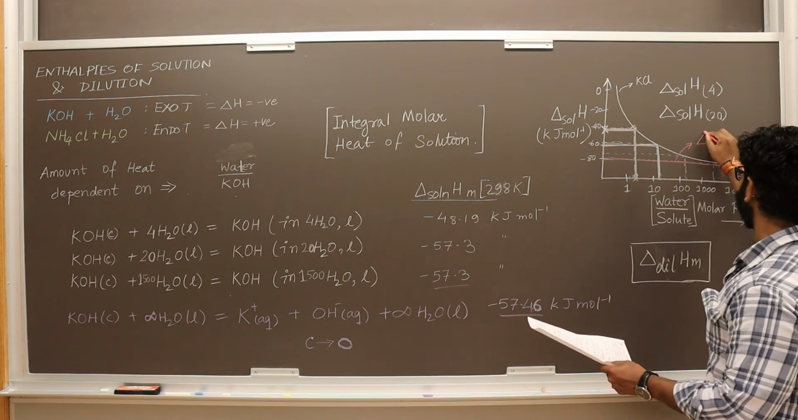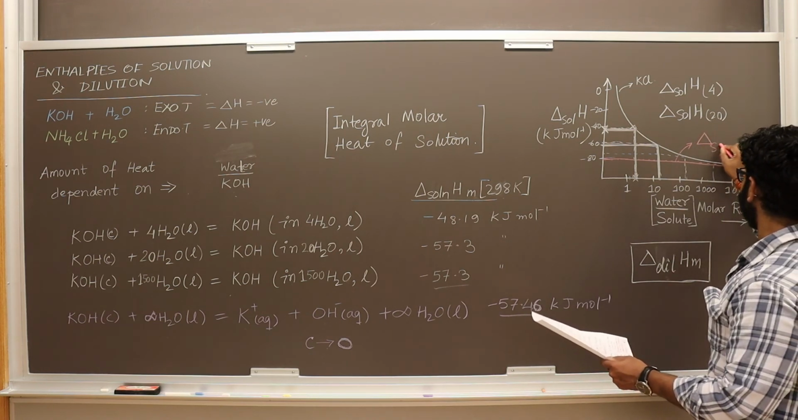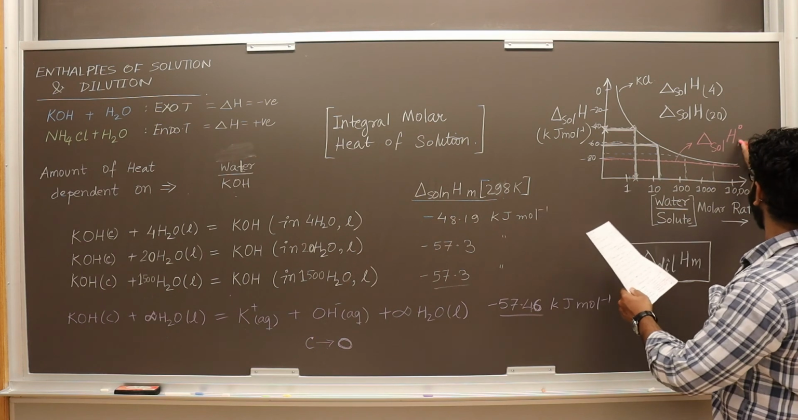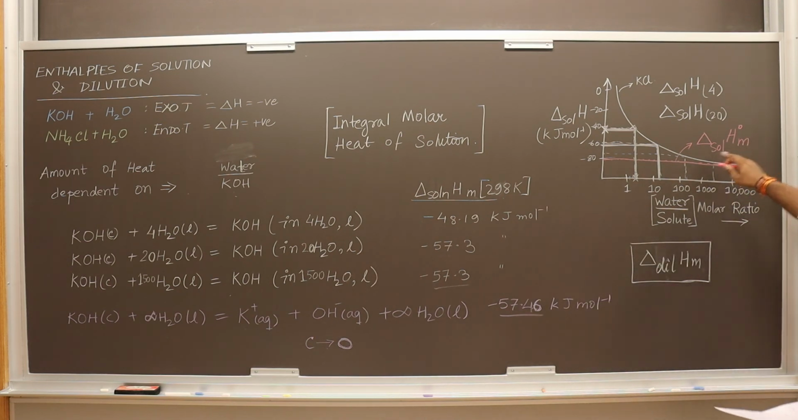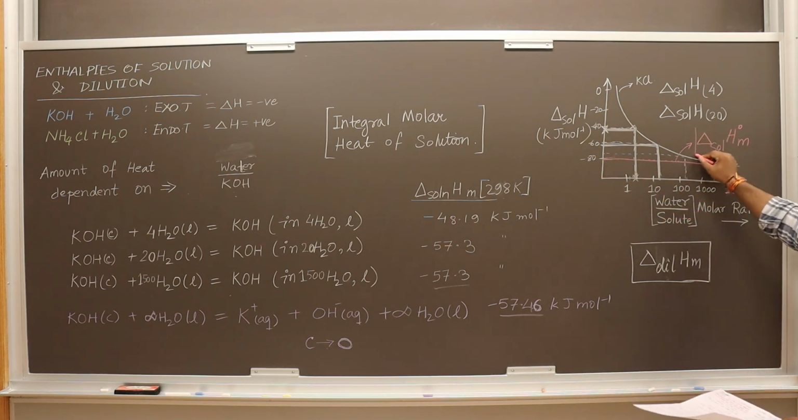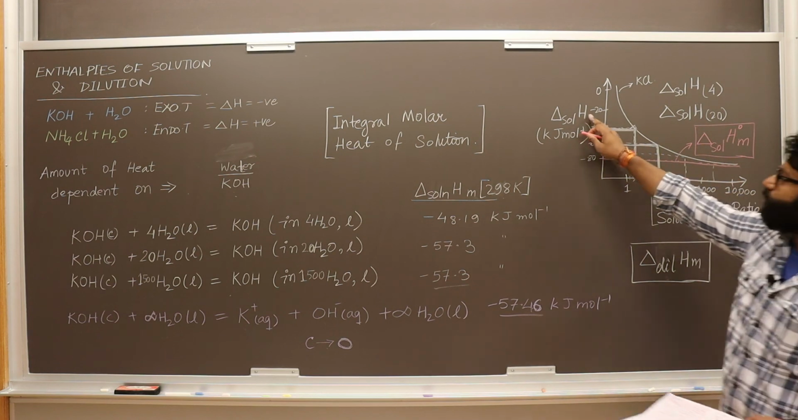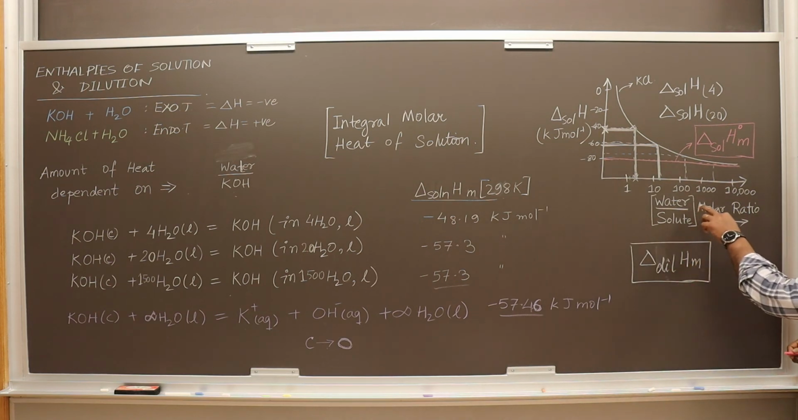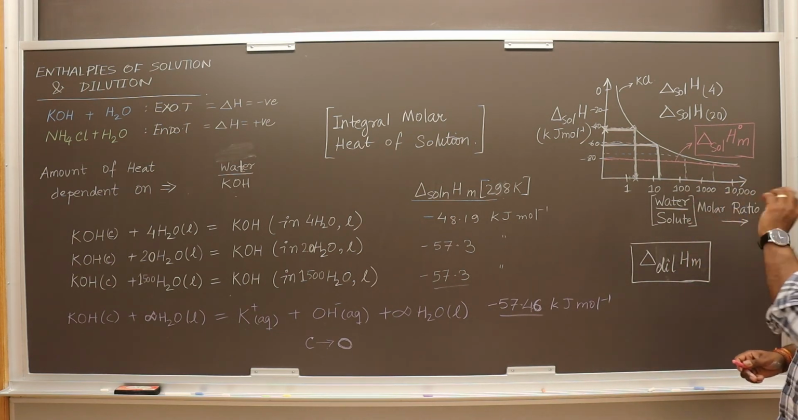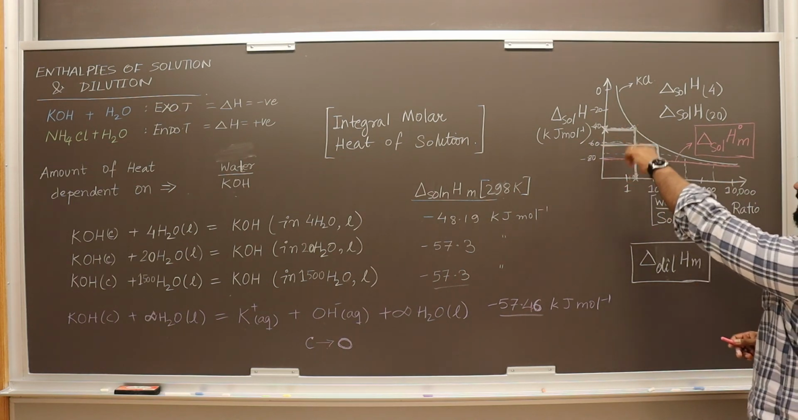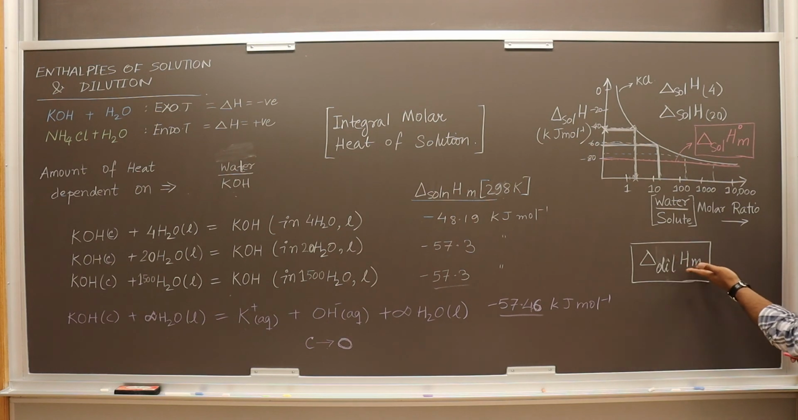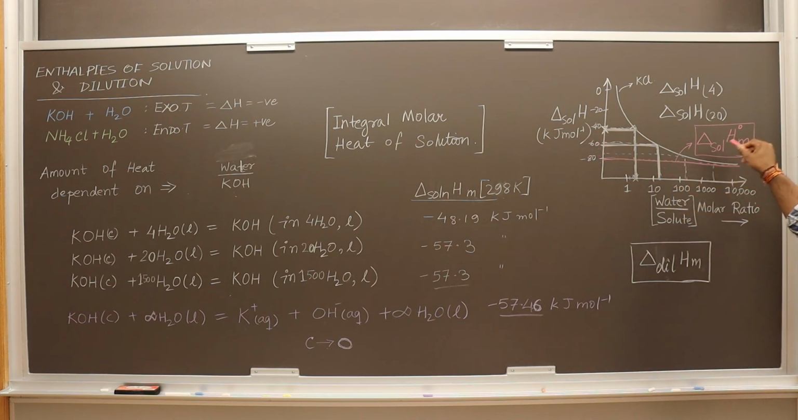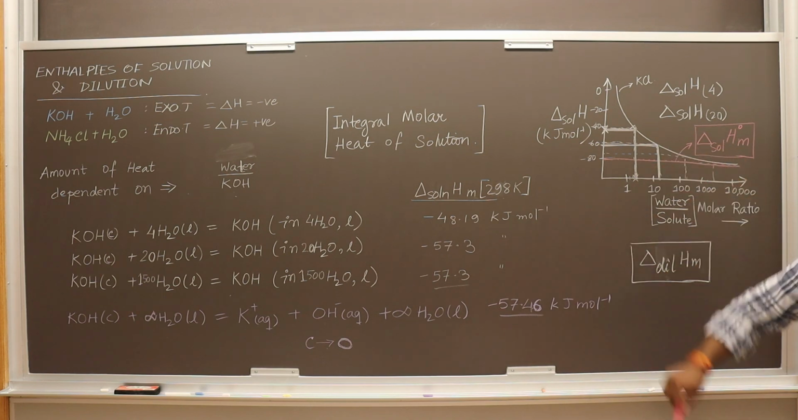So this is the standard molar heat of solution at infinite dilution, okay? This is for infinite dilution. All the individual molar heats of solution will always have an associated water to solute ratio. The difference between each of those molar heats of solution will give you the molar heat of dilution, and the delta H of solution value at infinite dilution is called the standard molar heat of solution. Okay.